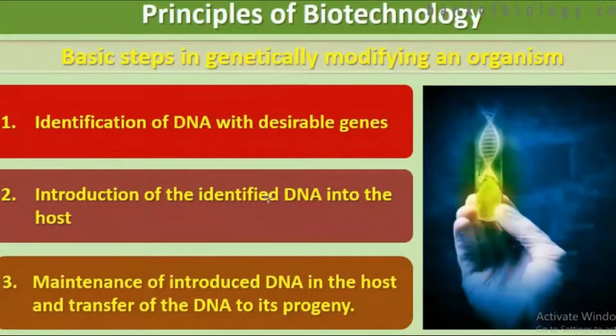The three important steps are: identification of DNA with the desirable genes. In the case of Bt brinjal, the pest resistant gene is the desirable gene. Second one is introduction of the identified DNA into the host. Then third one, maintenance of introduced DNA in the host and transfer of the DNA to its progeny.